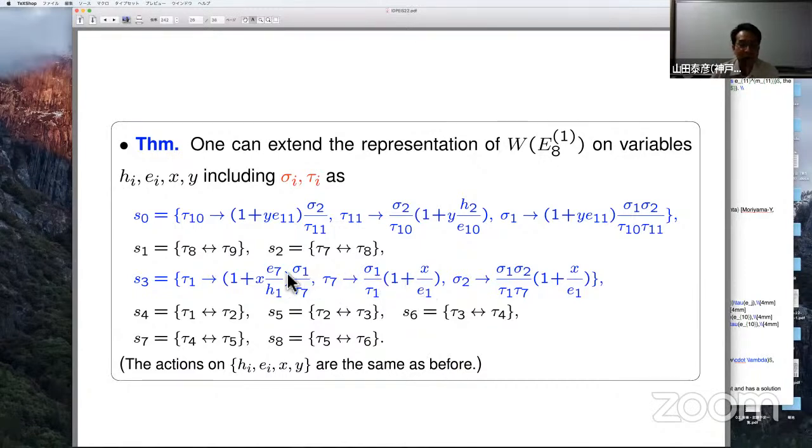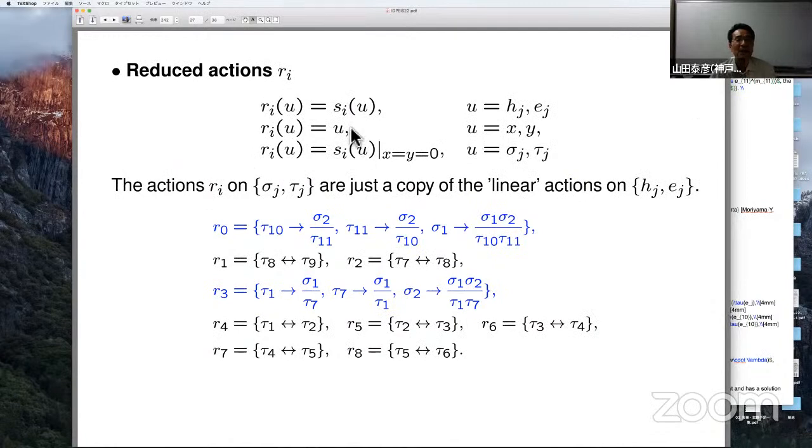Okay. And from this expression, if we put X and Y equal to 0, then we see that the tau variables transform similarly to the H and E variables. In fact, we introduce the reduced action on the variables H, E, X, Y, sigma and tau in this way.